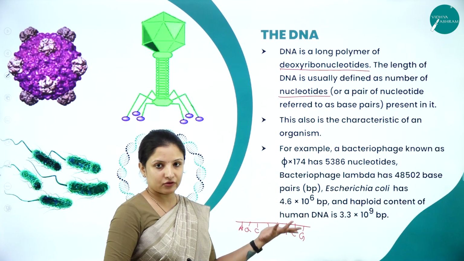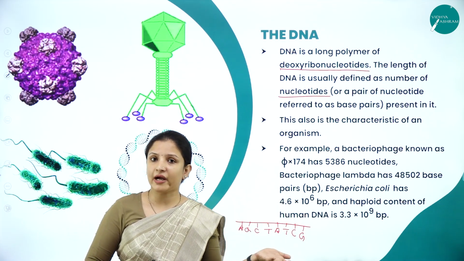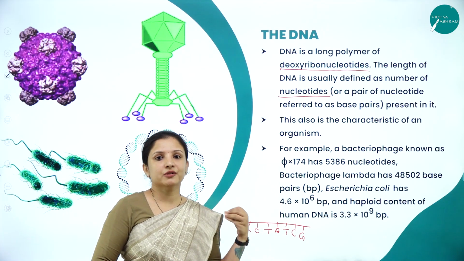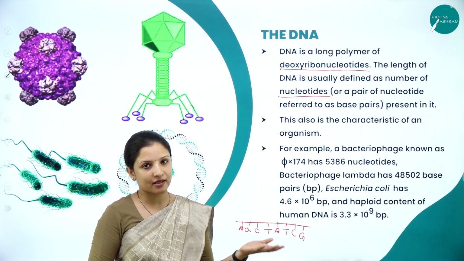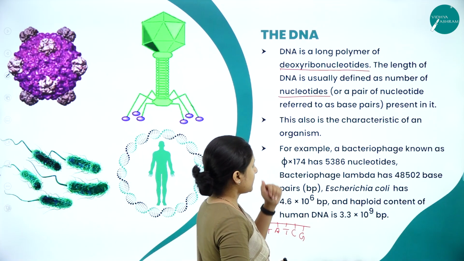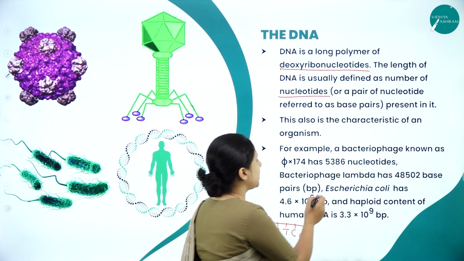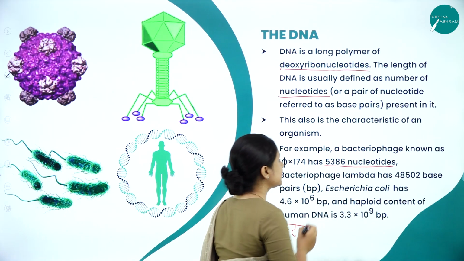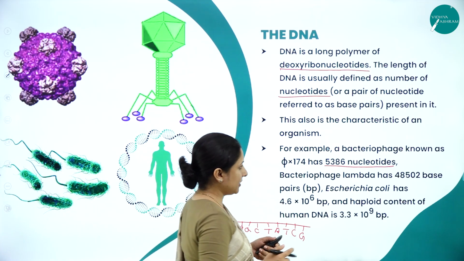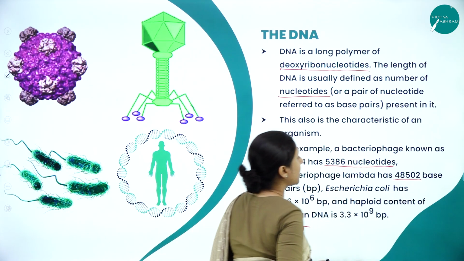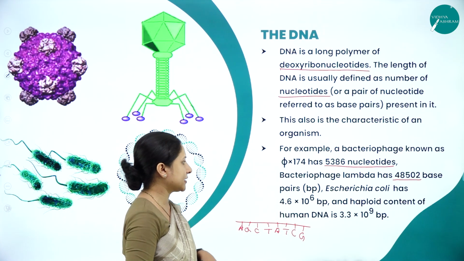Humans have a different length of DNA. Bacteriophages have a different length of DNA. Bacteriophages, I told you, are some of the viruses which infect the bacteria, and they can have both DNA as well as RNA as the genetic material. So here, for example, a bacteriophage known as phi X 174 has 5,386 nucleotides. So that is the length of that particular DNA. Bacteriophage lambda has about 48,502 base pairs. That is the number of nitrogenous bases or nucleotides present in them.